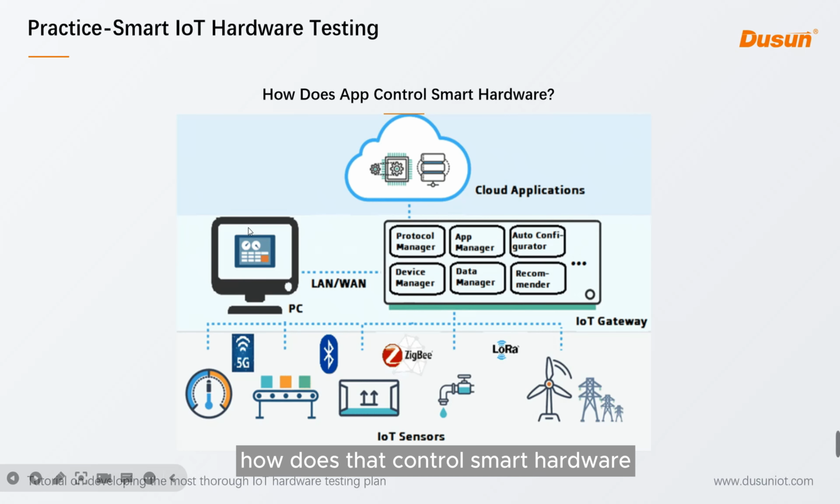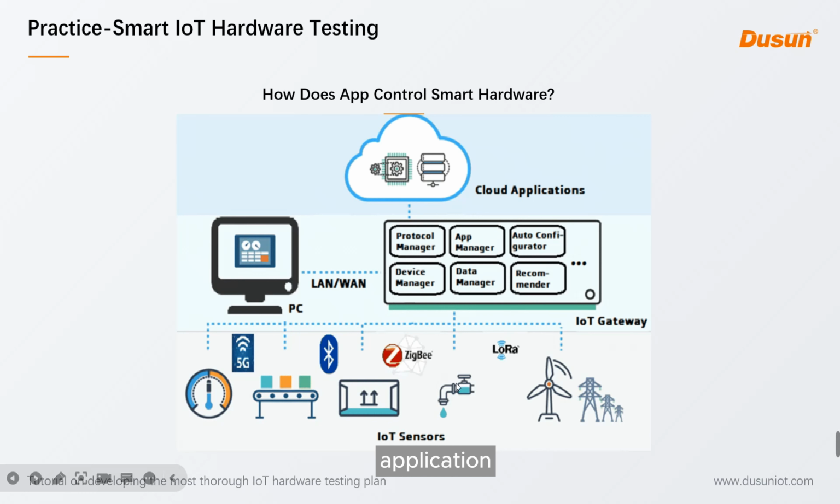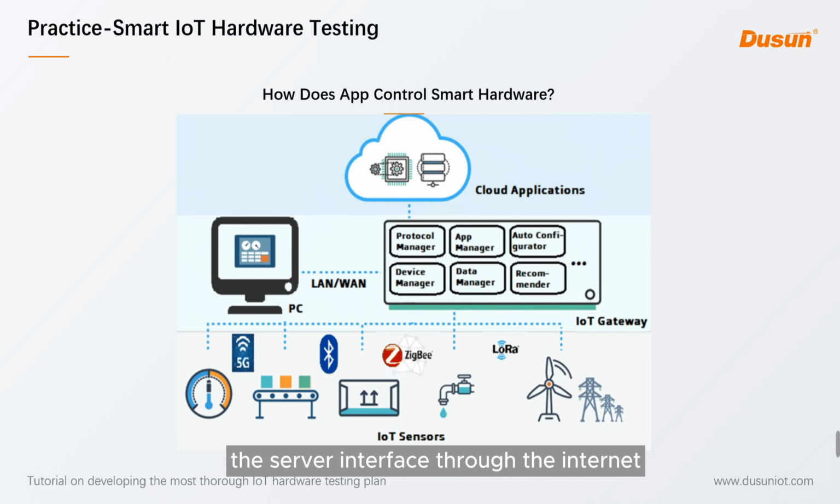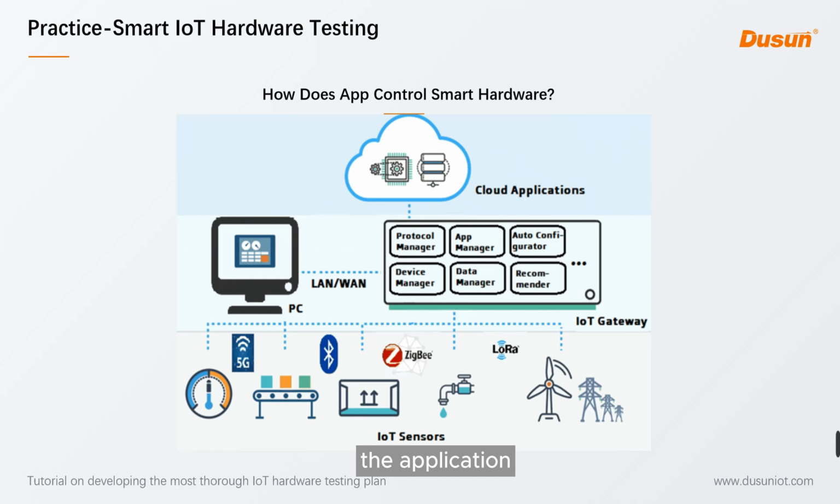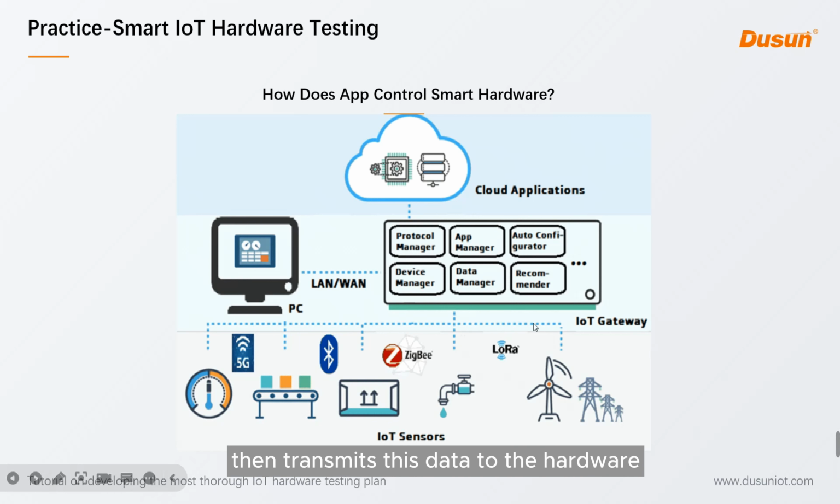How does the app control smart hardware when the hardware is connected to the mobile application? The application will access the server interface through the internet. The server receives the request, processes the corresponding logic, and sends the response data back to the mobile app. The application, acting as an intermediary, then transmits this data to the hardware directly connected to the smart device.